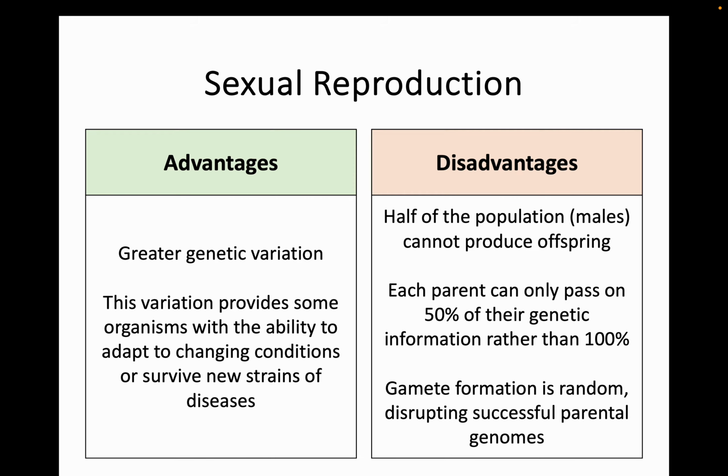Throughout this, I'm going to try and pop up some summary pages here of advantages and disadvantages. So for sexual reproduction, as I've said, an advantage is you have greater genetic variation, and that means there's going to be a greater ability for organisms to adapt to changing conditions, to deal with selection pressures, or survive, for example, new strains of diseases appearing. The disadvantage of that is males cannot produce offspring. If there are good genes in a parent, only 50% of those genes are being passed on. And there's also that random formation of gametes that we'll talk about later as well. Again, further disrupting the genomes of successful parents.